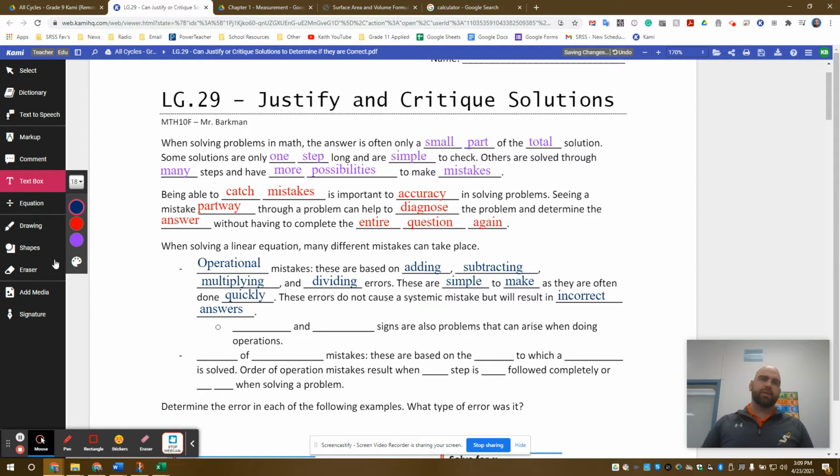Okay, so they're going to result in incorrect answers. We want to make sure that we catch them, and when we do catch them, we can make the quick change and then move on from there.